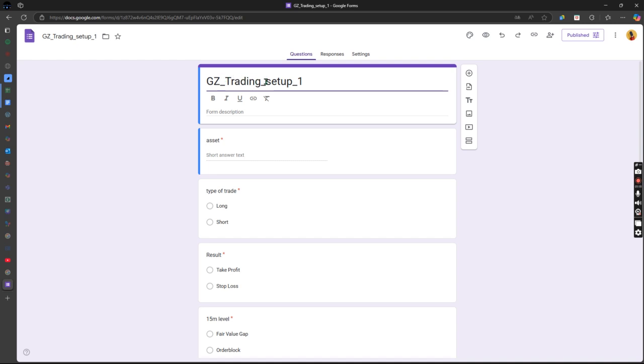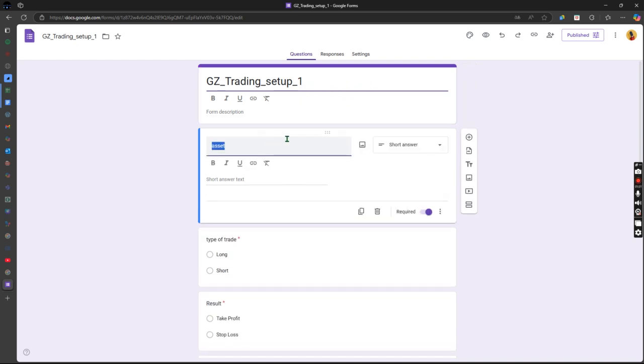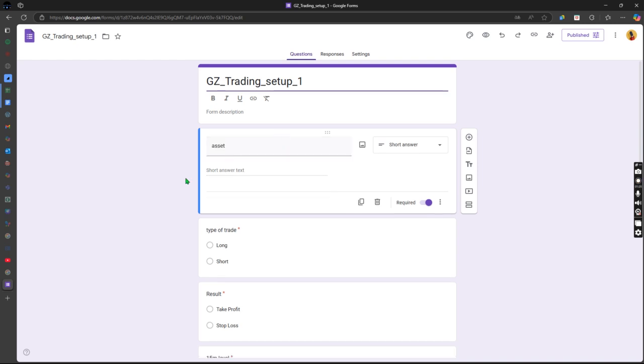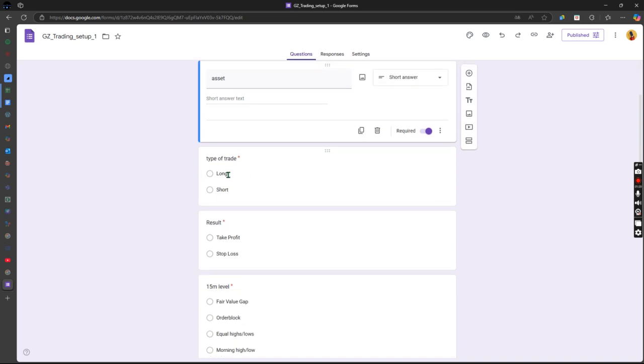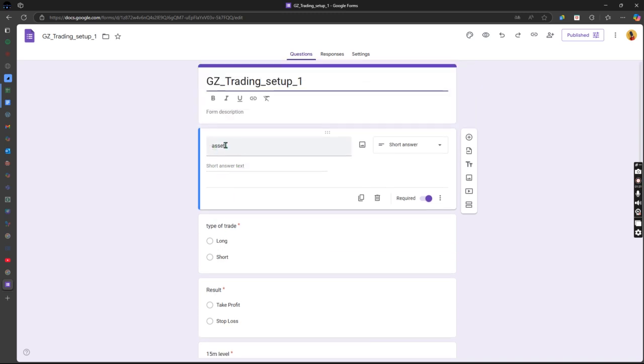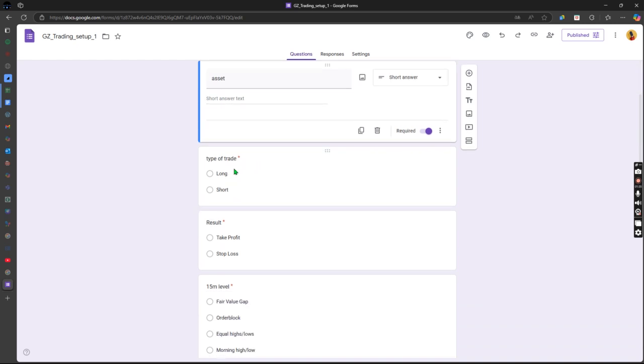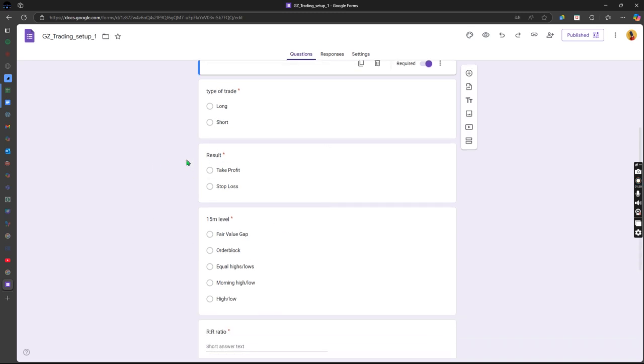I called it GZ Trading Setup 1, which is the setup I teach in my YouTube channel. And you see, you will be able to create some questions. So I put asset and short answer. Type of trade. This is the stuff you want to track. So the asset you took the trade on, then the type of trade, so if it was a buy or a sell, a long or a short, the result of the trade, so take profit or stop loss, or if your strategy implies that, a break even.